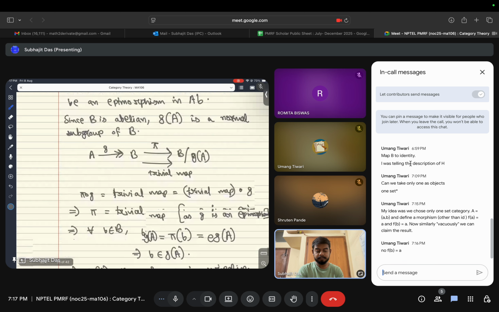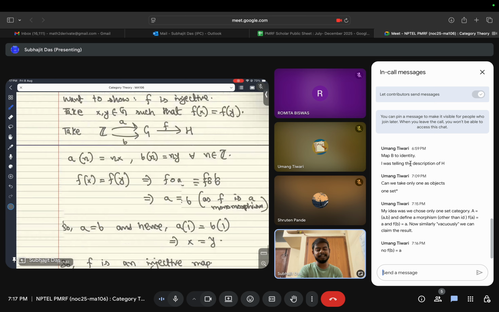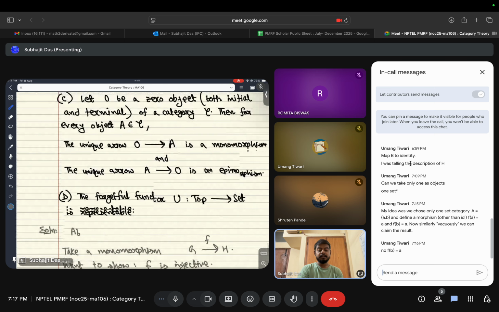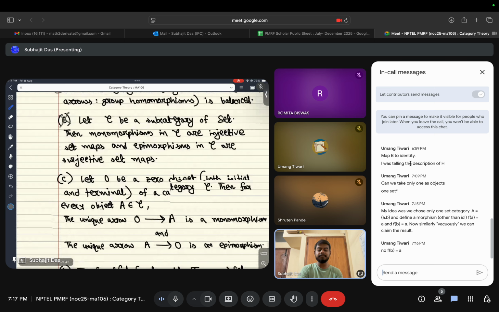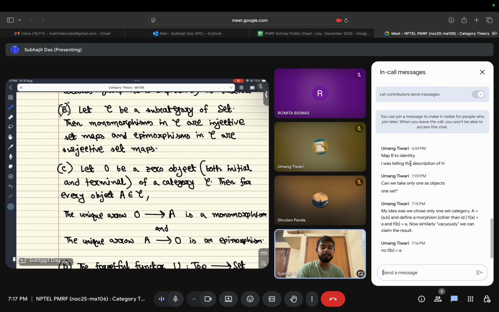Okay. And you can produce even more complicated examples as well. So the idea is that monomorphisms and epimorphisms are not hereditary properties actually. I mean, they are hereditary properties, but the converse is not true. If something is a monomorphism in the subcategory, it need not be a monomorphism in the original, bigger category.